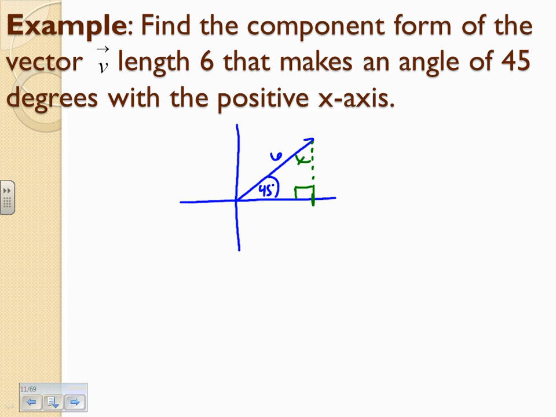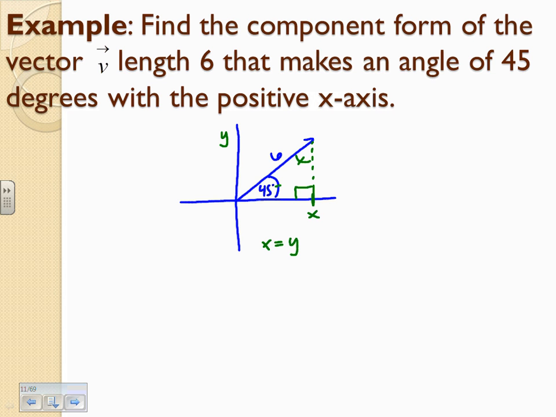Alright, 45, 45, 90. So I don't know what that x is, and I don't know what that y is, but what do I know about x and y? They're equal to each other. Okay, so what are some ideas that I could use to go about finding x and y? Brooke, any ideas? Anything come to your mind? Think back to all your other classes.